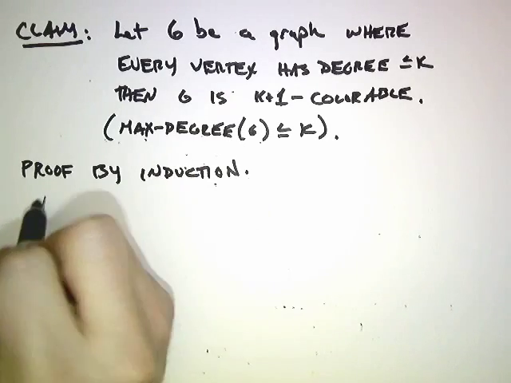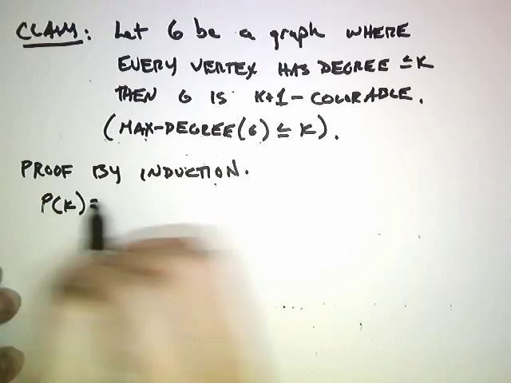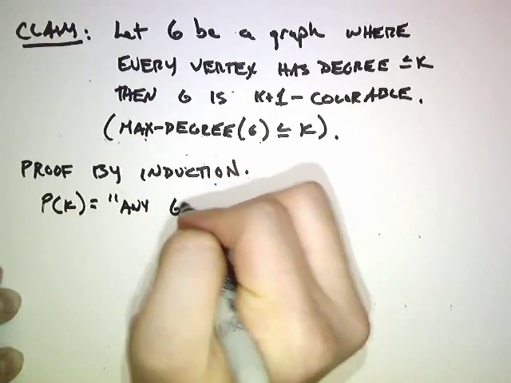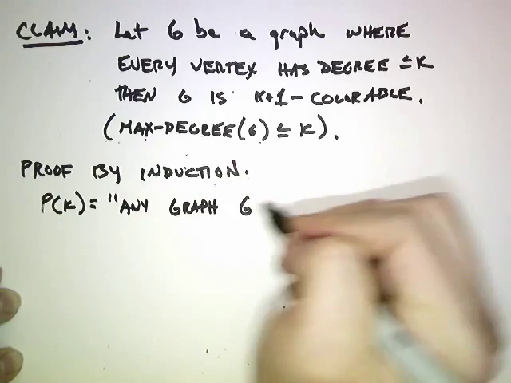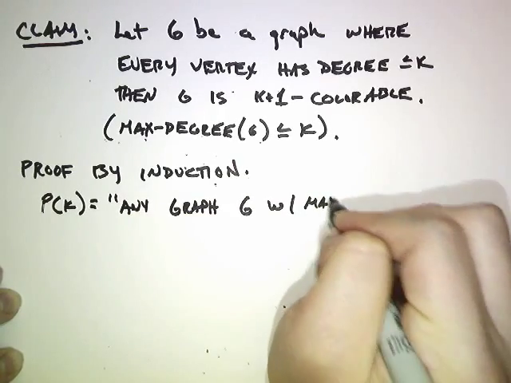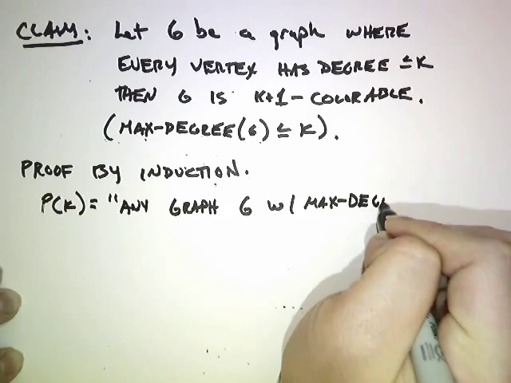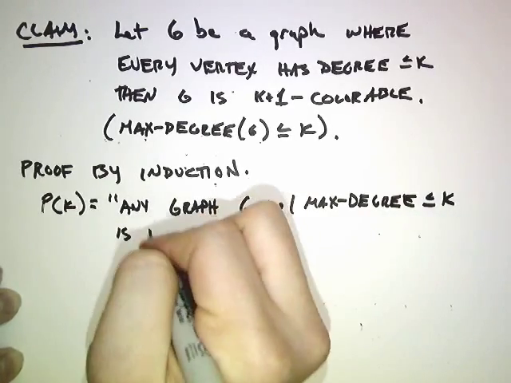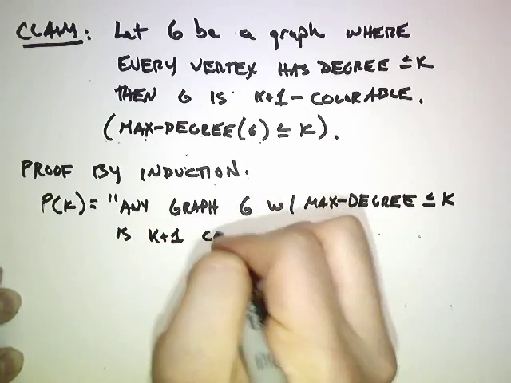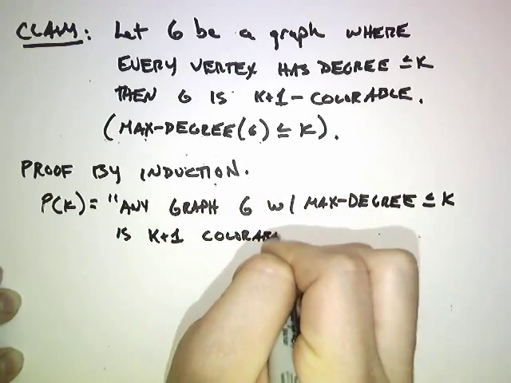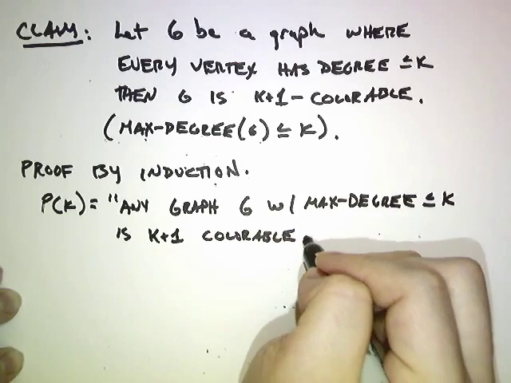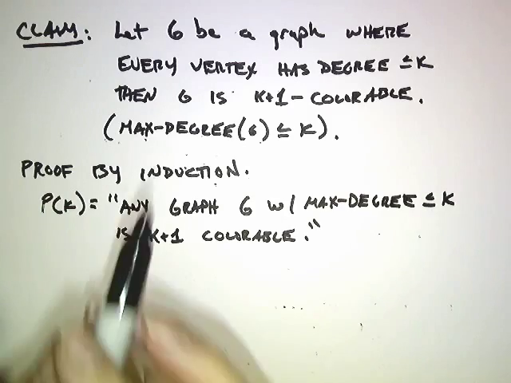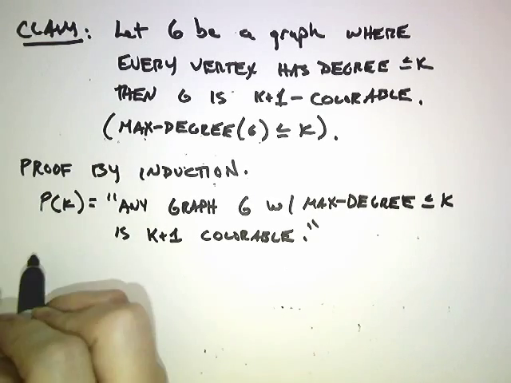Here's how you would start a proof by induction. You would say P of k is just what I've written above. Any graph G with max degree at most k is k plus 1 colorable. Okay, that's how you would start to write your predicate. Seems reasonable. I myself would try and do it this way.